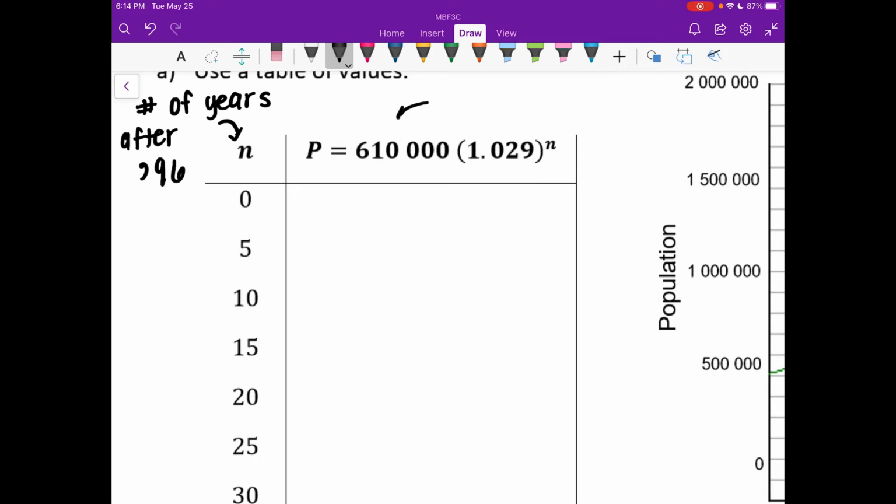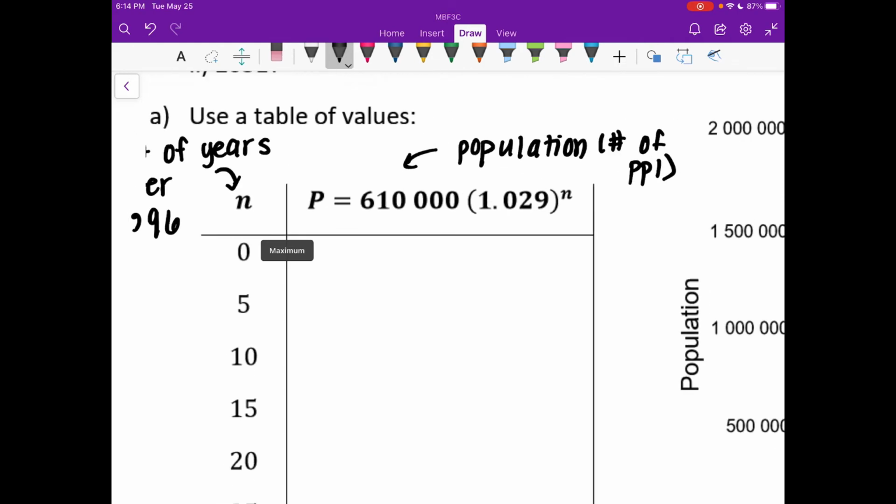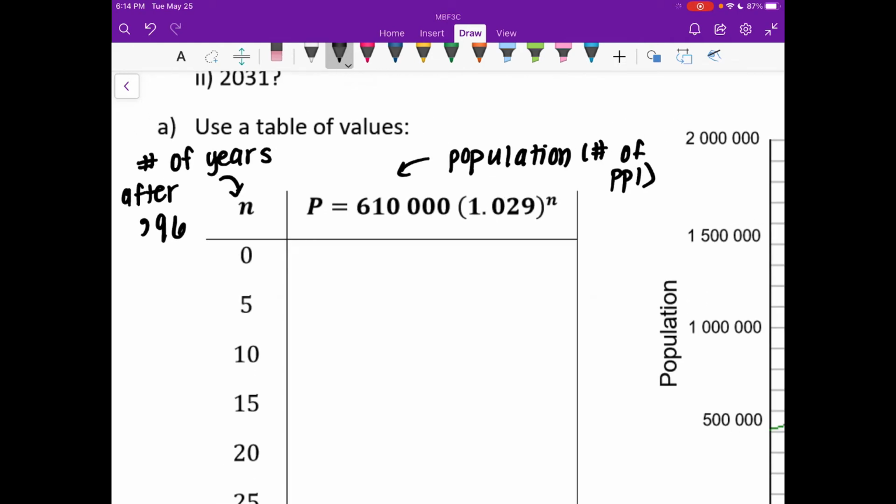96, and P represents the population, so the number of people. Okay, so let's go in and write down our information. Here, if the number of years after 96 is 0, it just means that this is 1996. So we have 610,000 times 1.029. N is the number of years after 1996, and we know it's just 0.